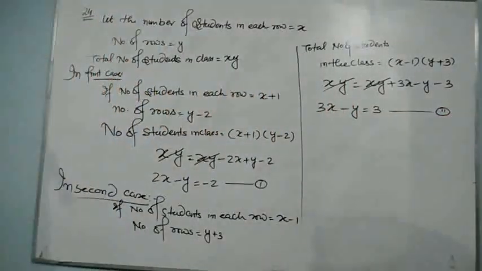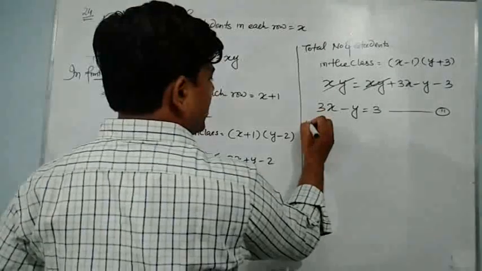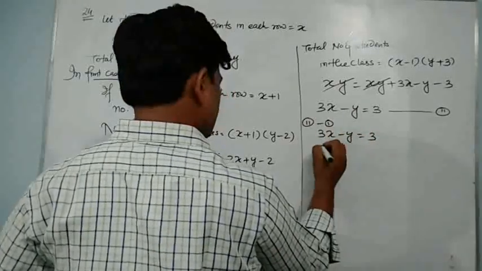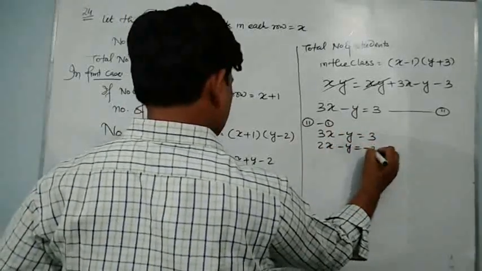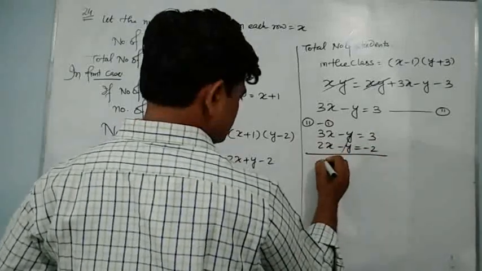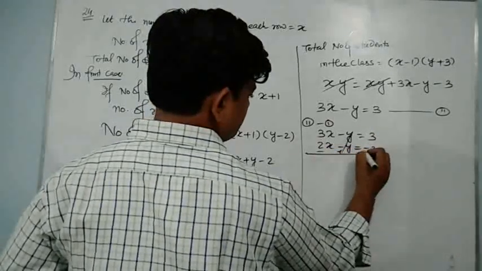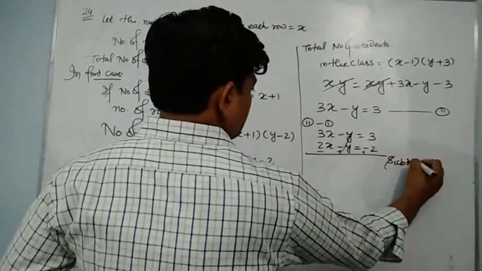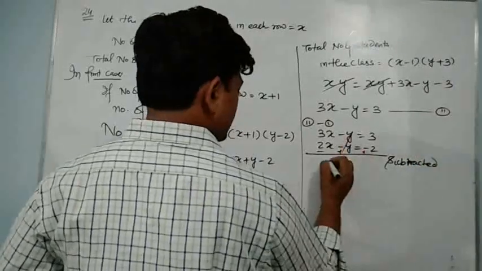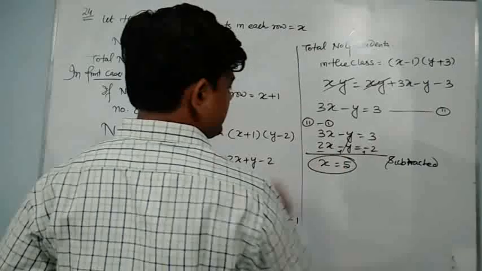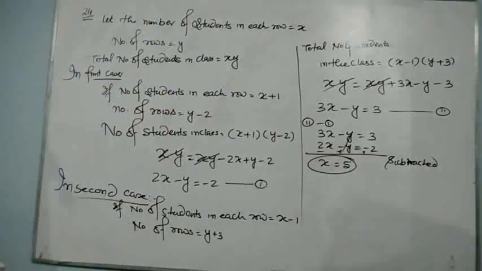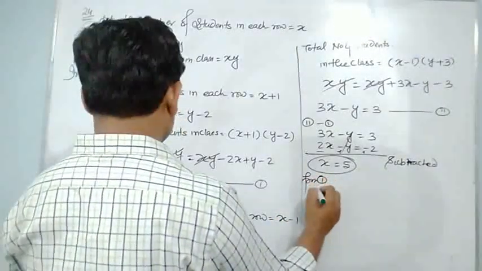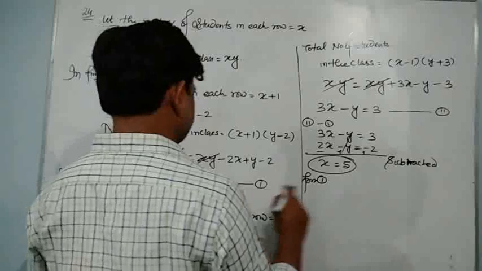And now both are in front of you. If I write equation 2 minus 1, so 3x minus y is equal to 3, minus 2x minus y is equal to minus 2, subtracting, I can write here x is equal to 5. And when we substitute the value of x in equation 1, you can see what will happen.